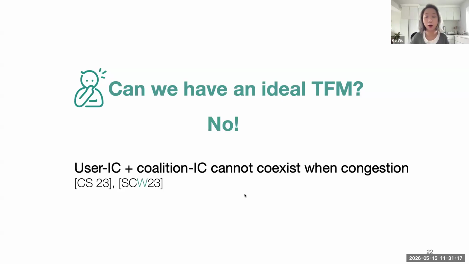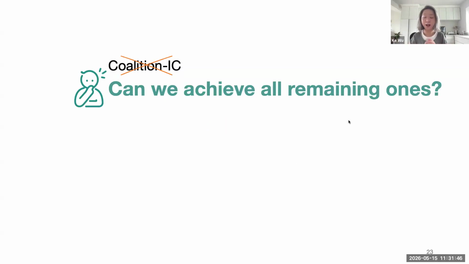And in fact, this impossibility holds even in a rather strong model where we're guaranteed that the transaction fee mechanism is implemented honestly on top of all received bids. Well, this is quite pessimistic. But since user IC is tightly connected to user experience, what if we forget about coalition IC, because we do care about user IC? If they cannot coexist, let's just give up on coalition IC. Can we achieve all the remaining ones? Miner incentive compatibility, user incentive compatibility, and all the rational harm-proofness properties.